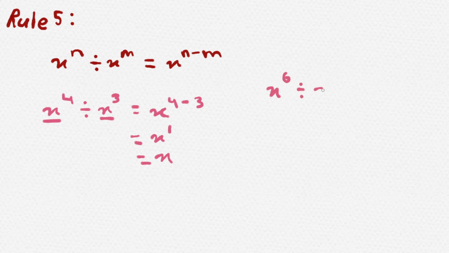Our next question will be x to the power of 6 divided by x to the power of 7. See, the bases are the same. x to the power of 6 minus 7 will give you x to the power of minus 1, and using our index laws, we can write the final answer as 1 over x.